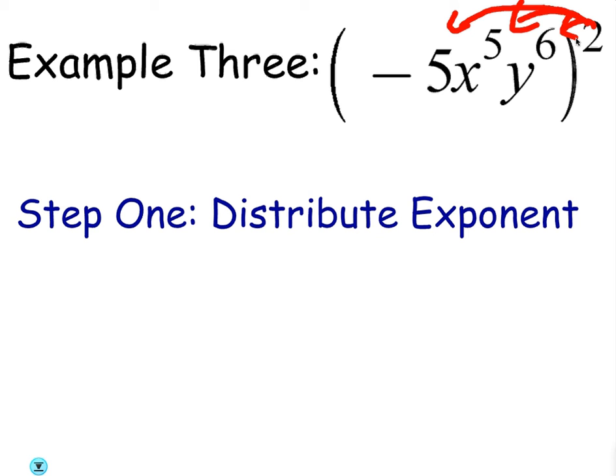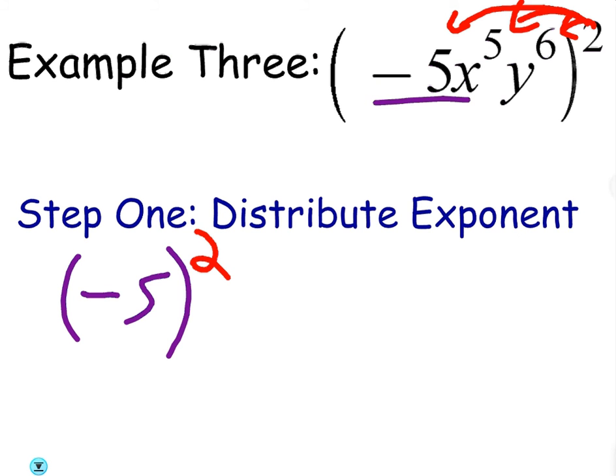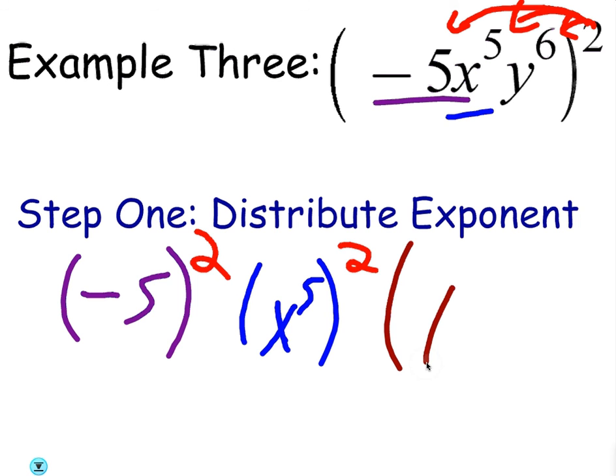But anyways, so now that we have 2 variables, or 2 exponents, we have to distribute the 2 to both of those, plus the -5, okay? So the way this is going to look is, we're going to take the -5 and apply the 2 to that, like so. Then we're going to take the x to the 5th and apply the 2 to that. Then we're going to take the y to the 6th and apply the 2 to that. So you're just applying a 2 to each of those terms.